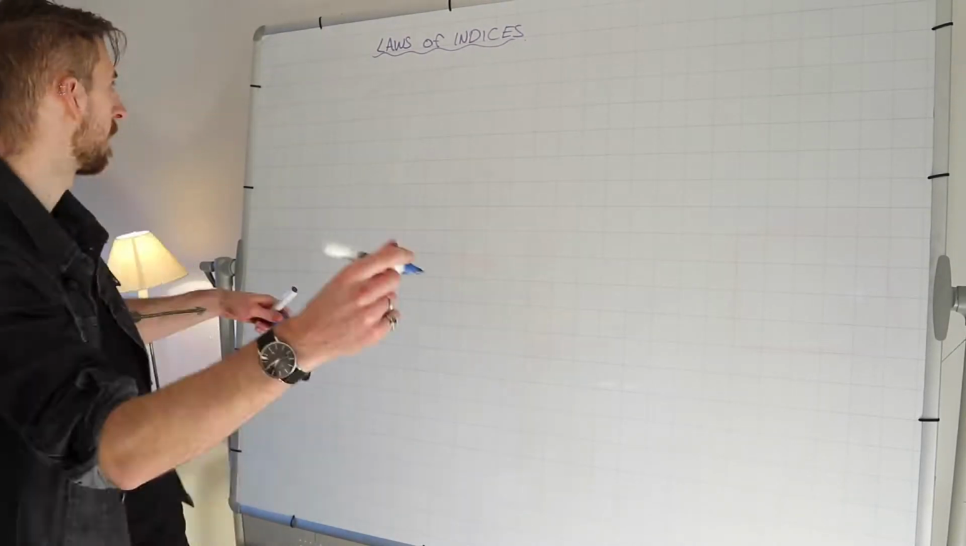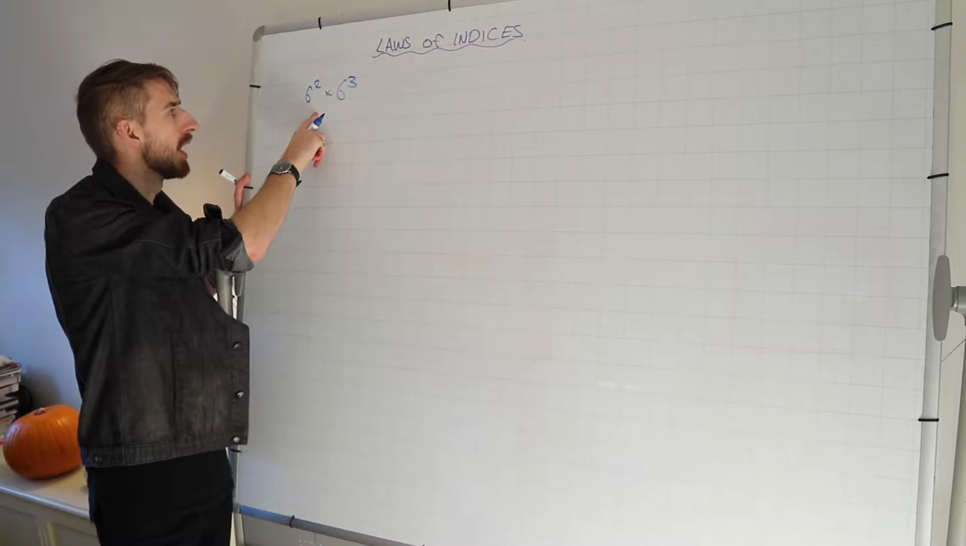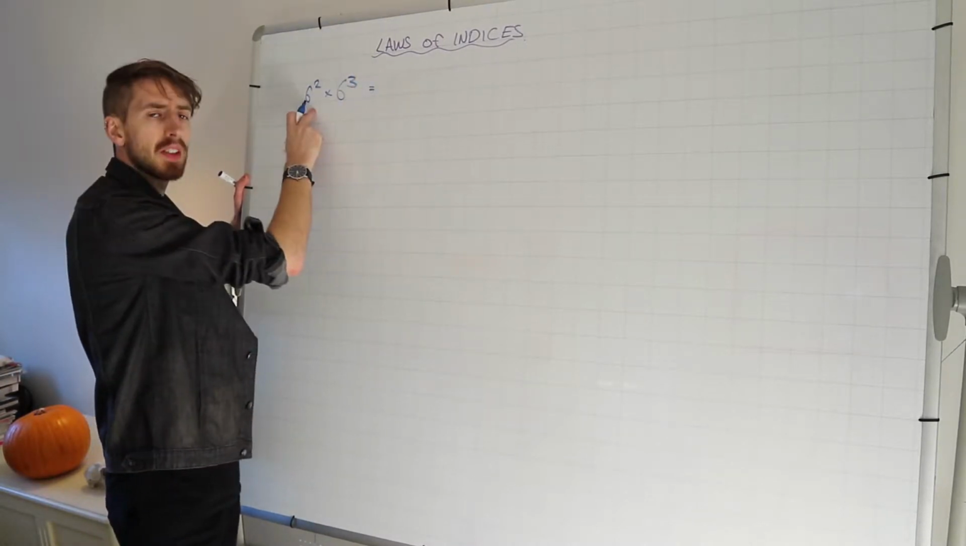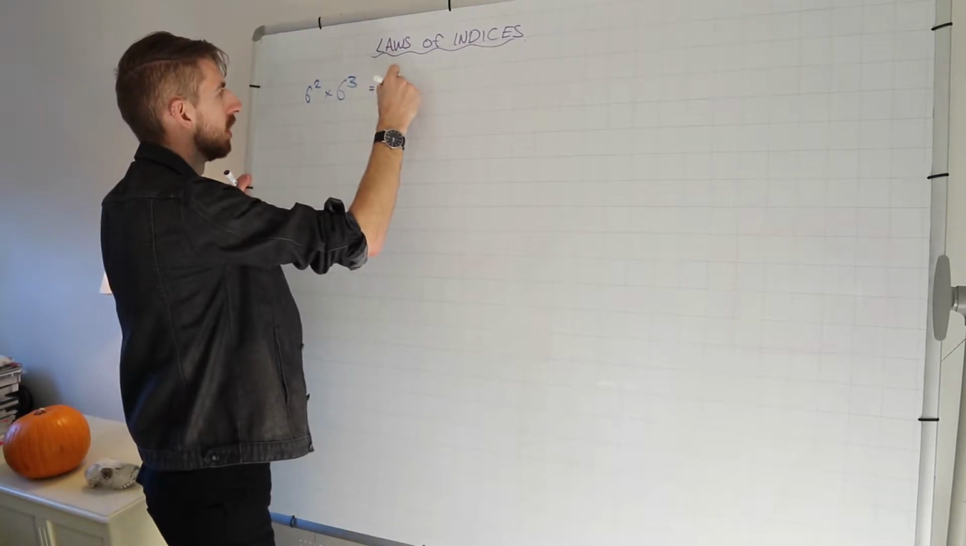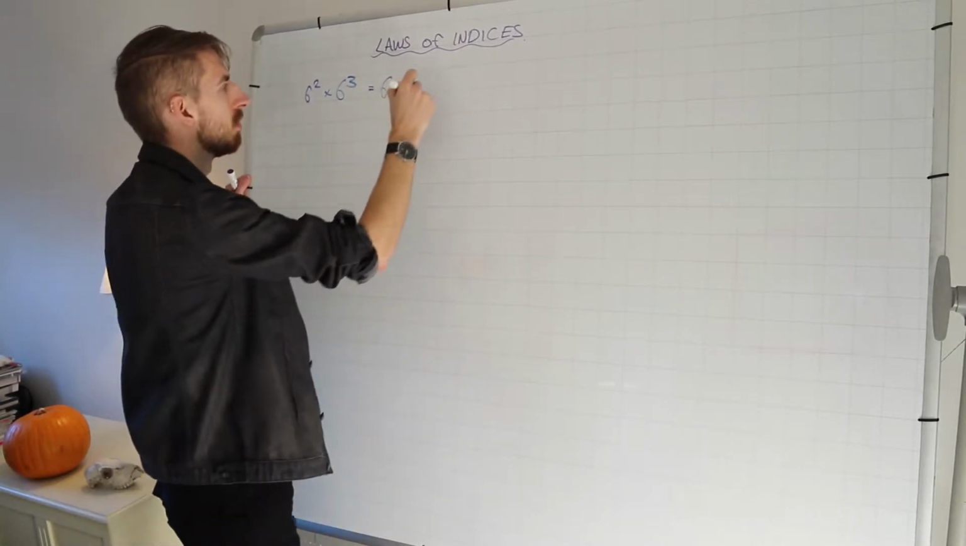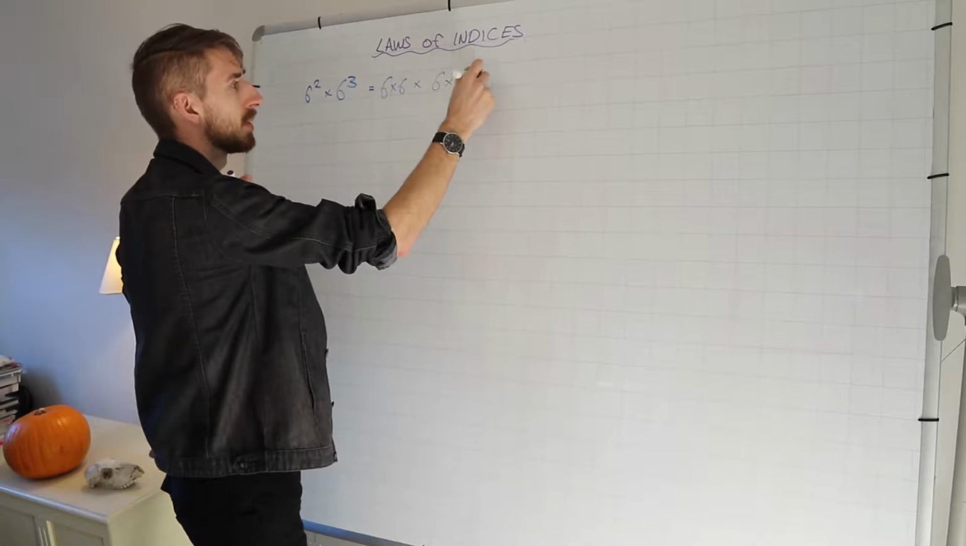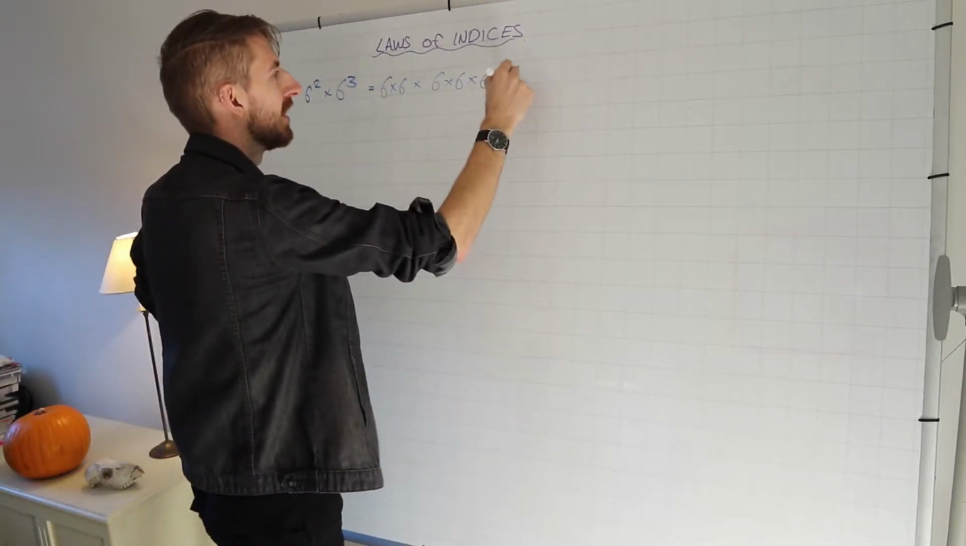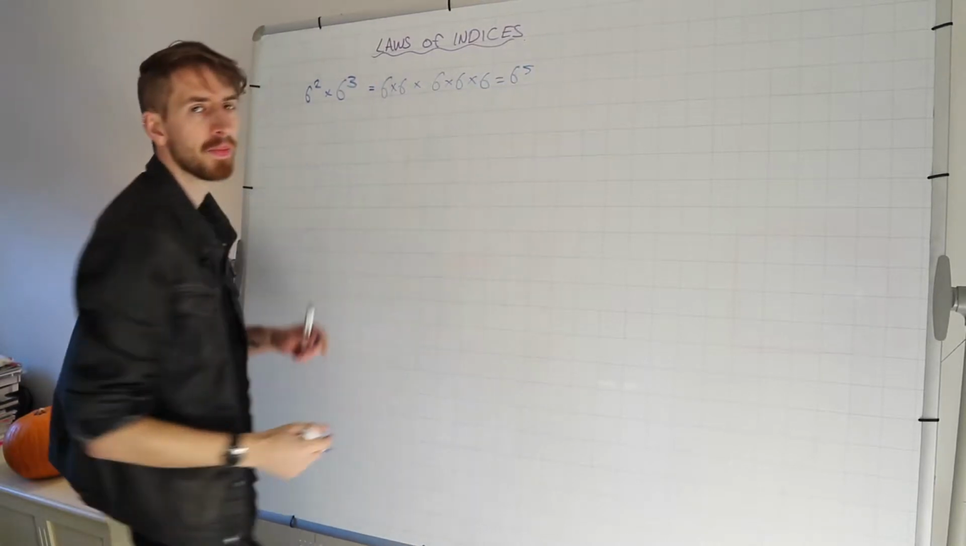If you have 6 squared and you times it by 6 cubed, then what you get, well, 6 squared is 6 times 6. And 6 cubed is 6 times 6 times 6. So then you have 5 lots of 6's. That is just 6 to the power of 5.